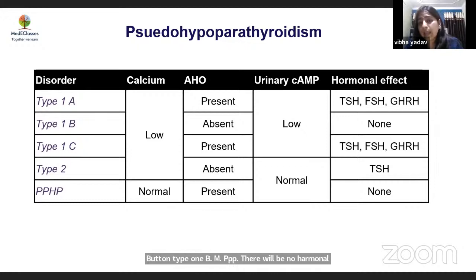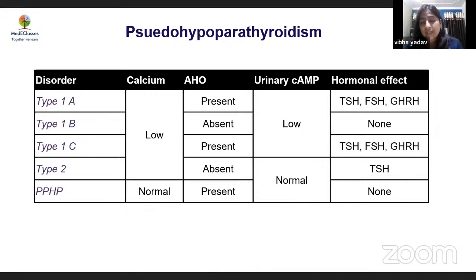And I have already told you, pseudo hypoparathyroidism also presents like chronic vitamin D deficiency. So when there is hypocalcemia, high PTH level and high phosphate in the older age group, and when there is an AHO phenotype, that is the round face and obesity, you should always keep in mind that it could be due to PHP.